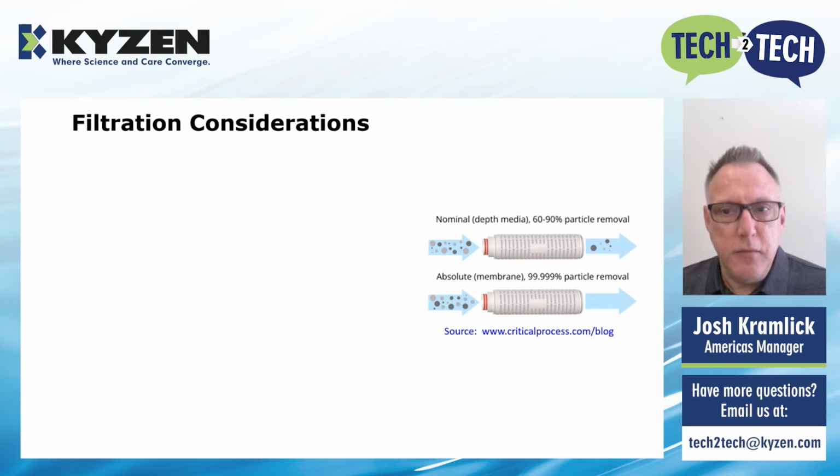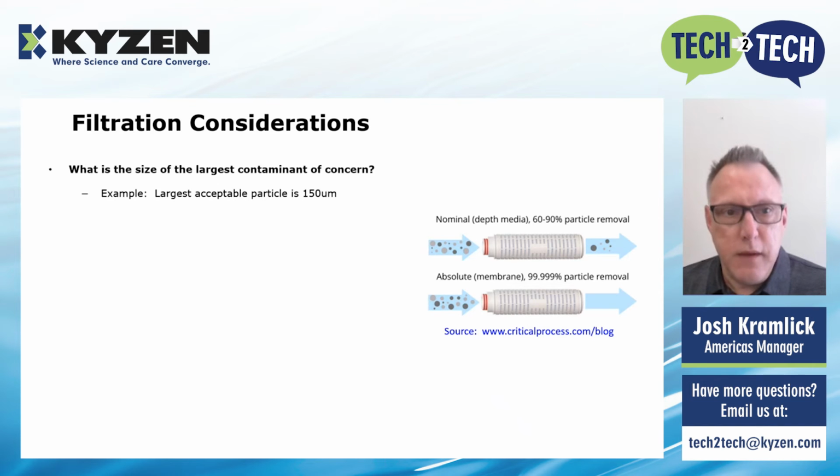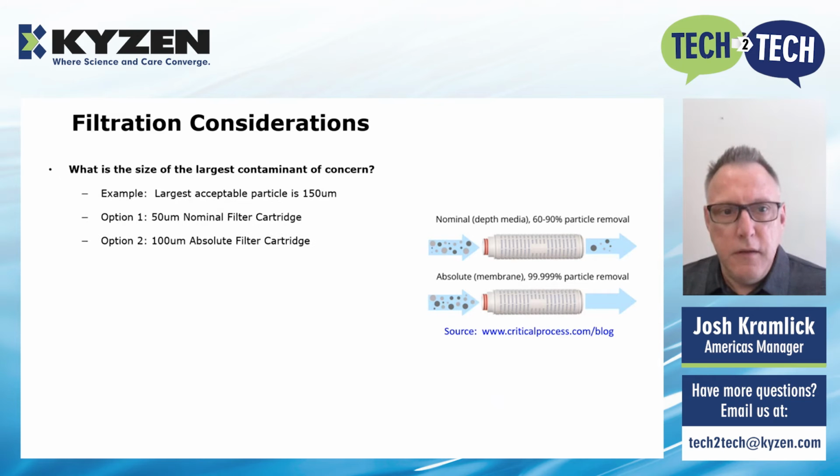So filtration systems should be built around the cleanliness specification. Let's start with an example. Let's consider that the largest acceptable particle size is 150 microns. The first option would be to utilize a 50 micron nominal cartridge filter. The second option might be to look at a 100 micron absolute filter. The important thing to note is the capture fraction of nominal filters can vary wildly.